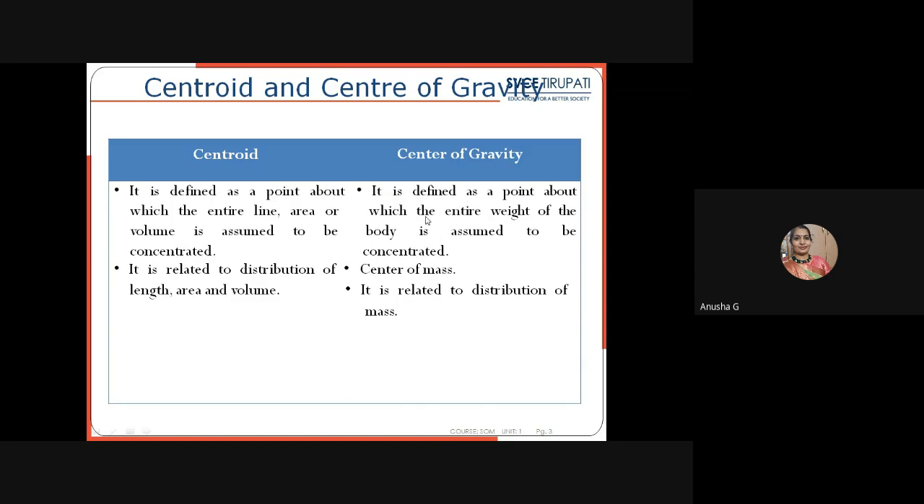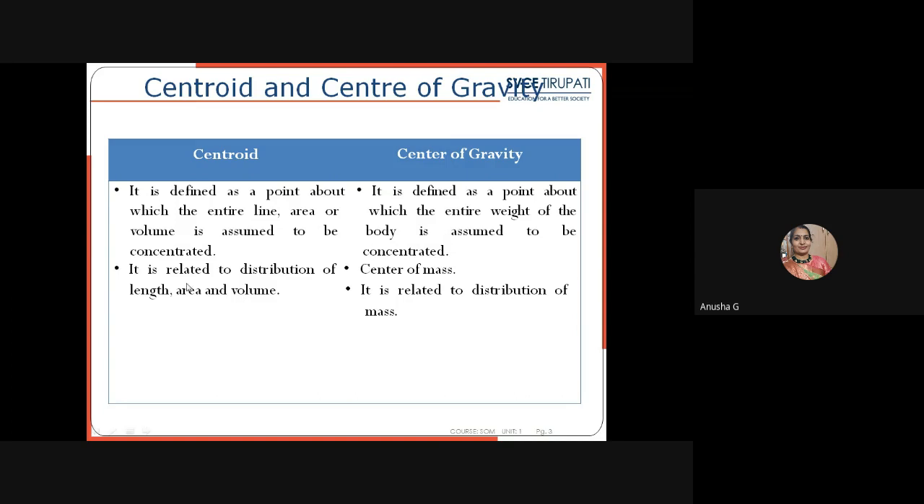The total weight of the body is, say, 10 kg; you have taken a 10 kg book. The total 10 kg will act in the downward direction due to gravitation. That is the center of gravity you can find for that body weight. Here the centroid is found about the line of action. Okay, this is the main difference between the centroid and center of gravity. Here you can see another point. It is related to the distribution of length, area and volume.